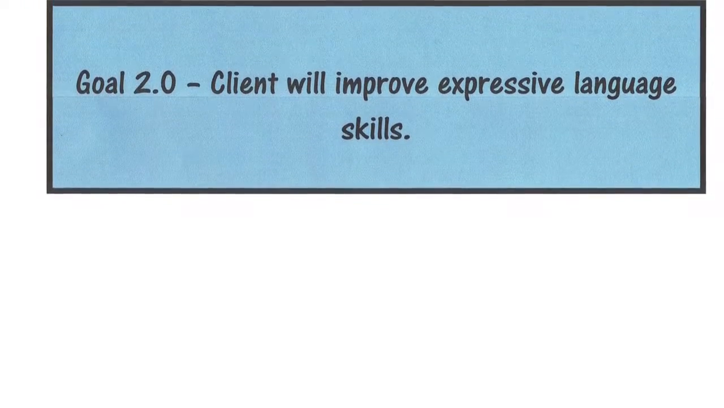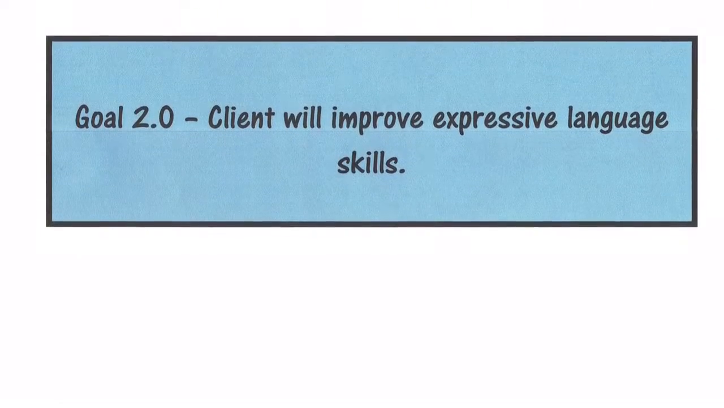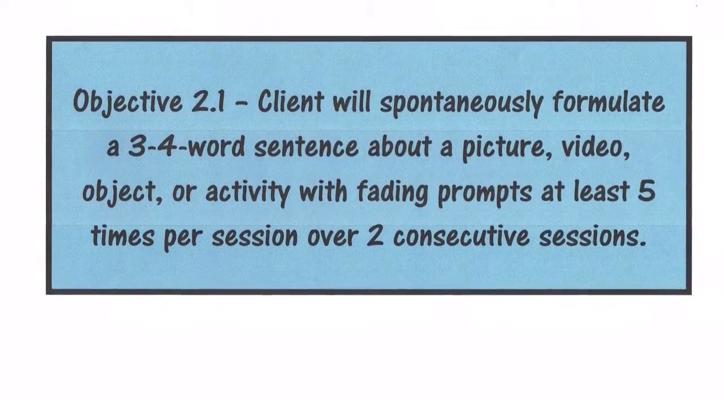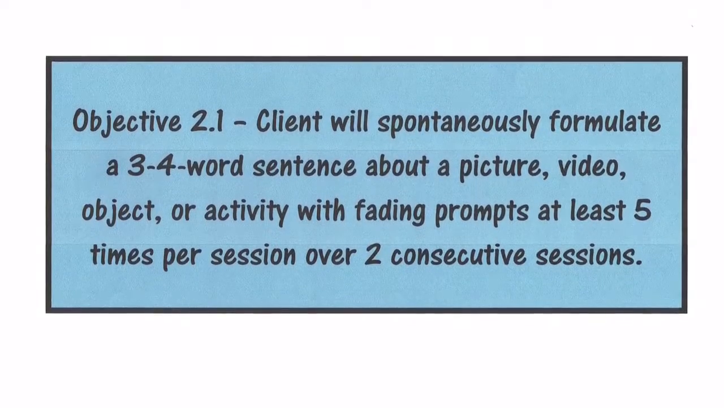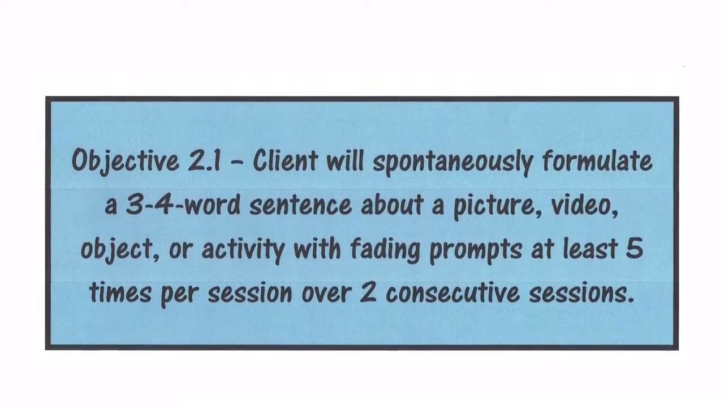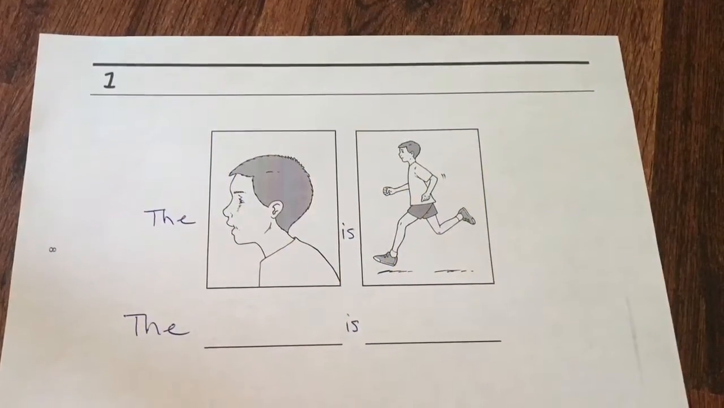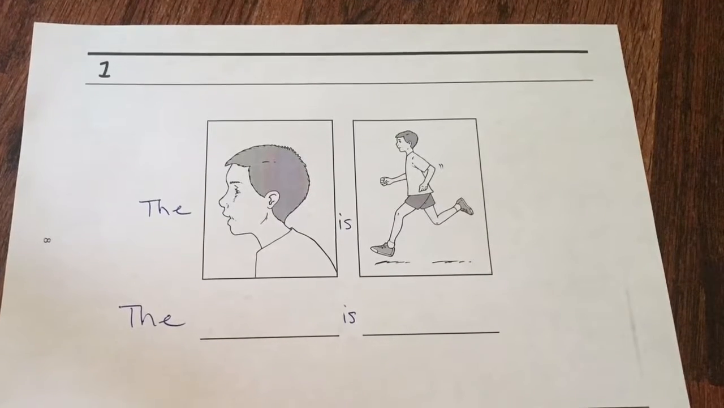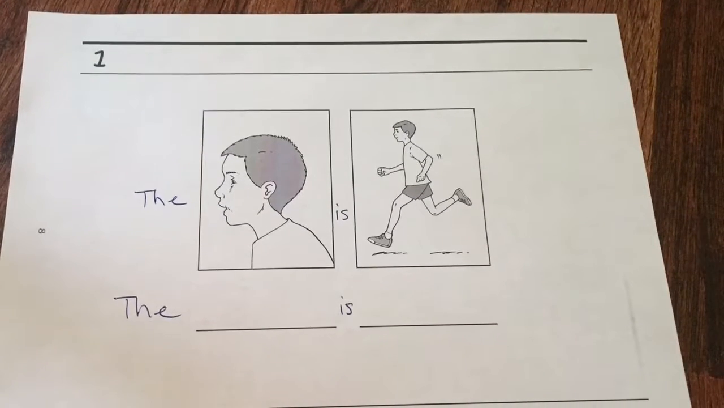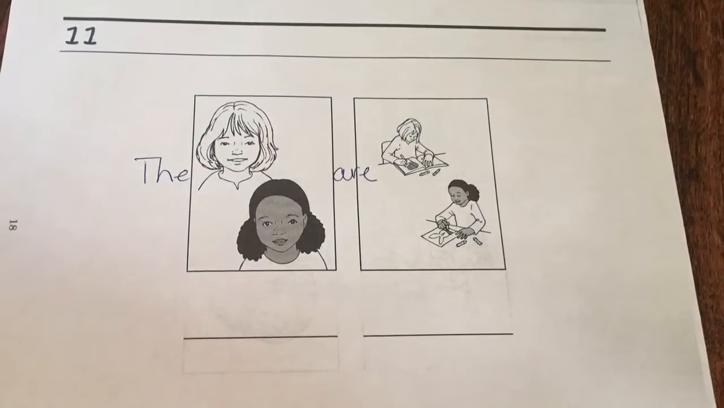The second goal being targeted this semester states that Daniel will improve expressive language skills. Objective 2.1 reads, Daniel will spontaneously formulate a 3 to 4 word sentence about a picture, video, object, or activity with fading prompts. This objective is addressed during natural interaction with the client and with pages from the No Glamour Sentences workbook. The pages include 2 pictures, one of the noun and one of the verb. Daniel is required to formulate a 4-word sentence about the 2 pictures. For example, the boy is running, or the girls are coloring.